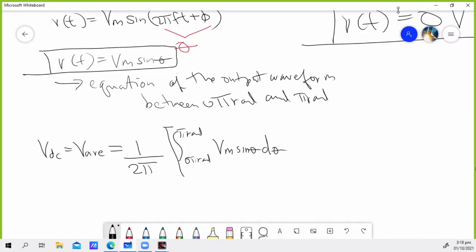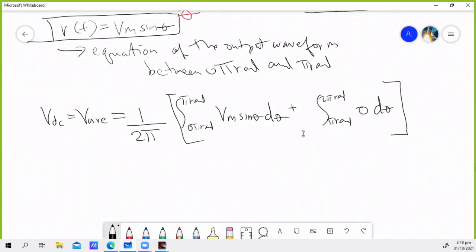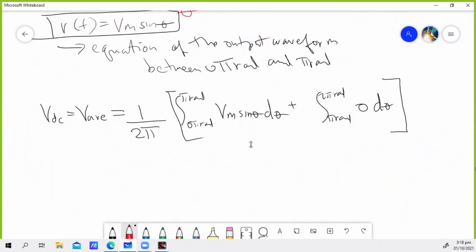Okay. Next. From pi radians to 2 pi radians, ano daw ang equation ng ating output? May nakita ka bang output? Wala, 0. So maglalagay tayo ng 0, d theta. So this is our working equation to determine the DC value ng ating half-wave rectified signal. Okay. So, sige. Paano natin kukunin yung integral niyan? Ito madali lang kasi magsisiro tong isa eh. So tanggalin na natin yan. Okay, dito tayo ngayon nakafocus. Okay, so let's separate this one first.